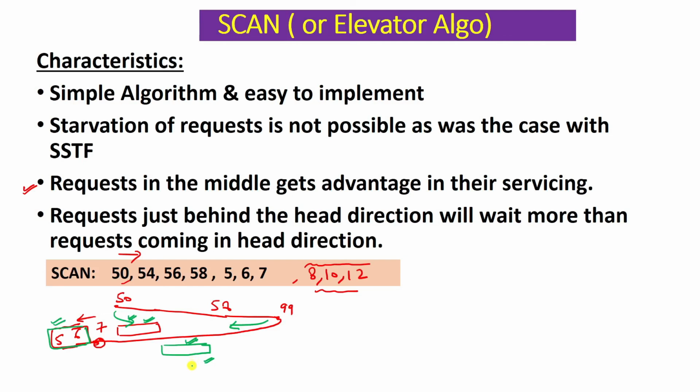So we'll see another algorithm, that is the C scan. In that algorithm, we'll see there will be a uniform waiting time. This C scan, or circular scan, is a modification of this scan algorithm, which we are going to see in the next video. So I hope you have understood all these characteristics of the scan algorithm.